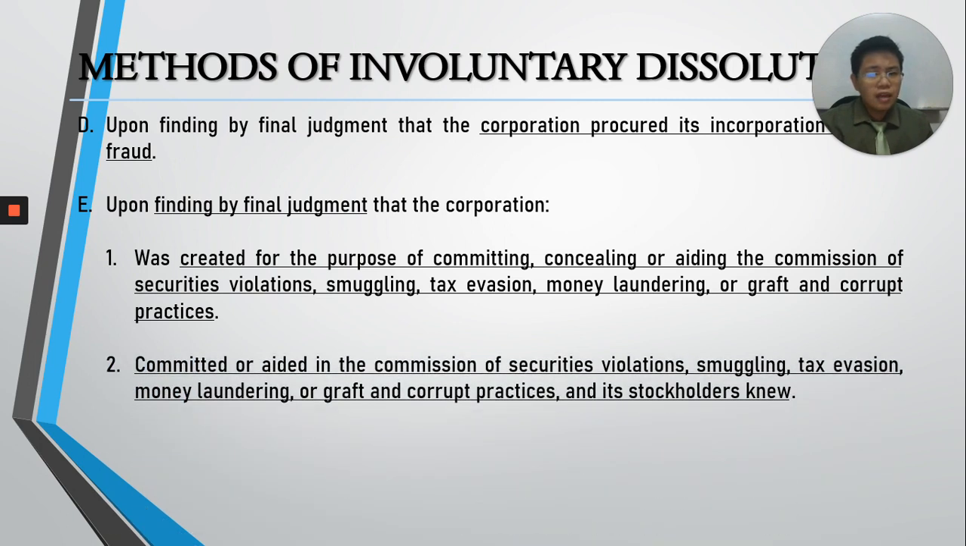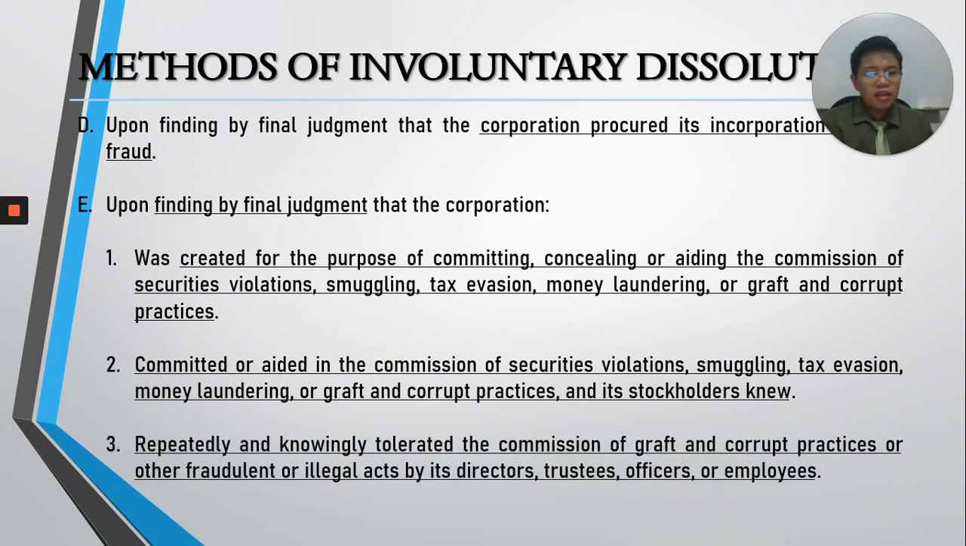Number 2, the corporation committed or aided in the commission of securities violations, smuggling, tax evasion, money laundering, or graft and corrupt practices, and alam ng mga stockholders yan. And number 3, repeatedly and knowingly tolerated the commission of graft and corrupt practices or other fraudulent or illegal acts by the directors, trustees, officers, or employees. So, again, this is by final judgment. So, obviously, there is a hearing to determine whether or not this applies to the corporation.